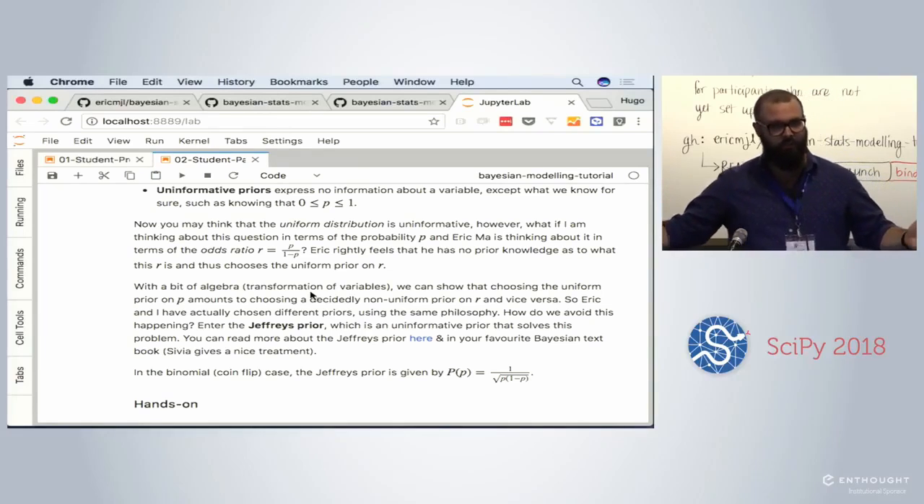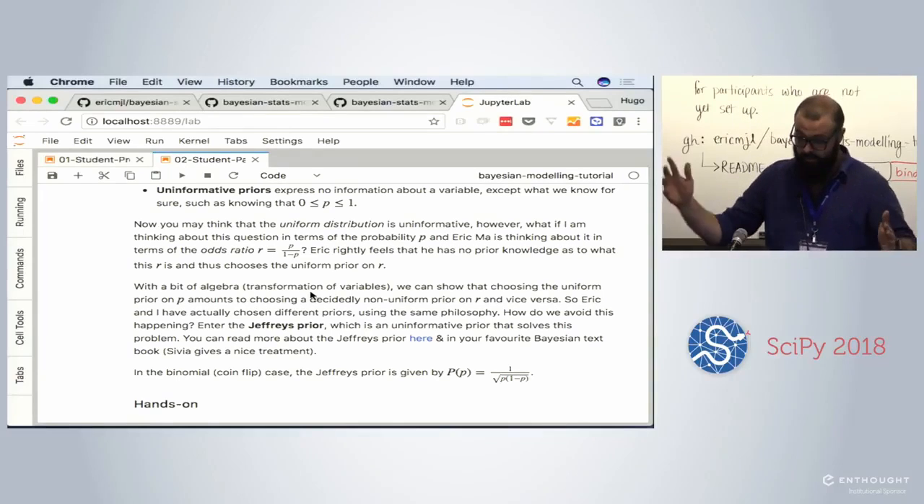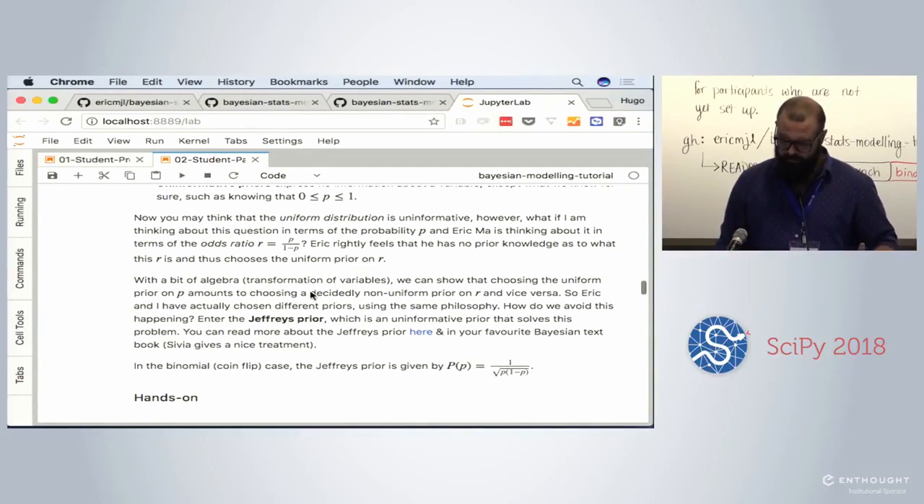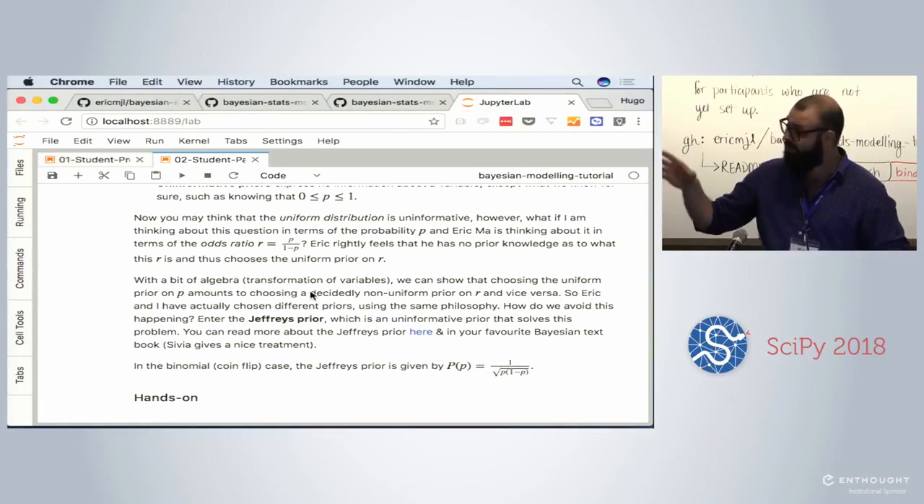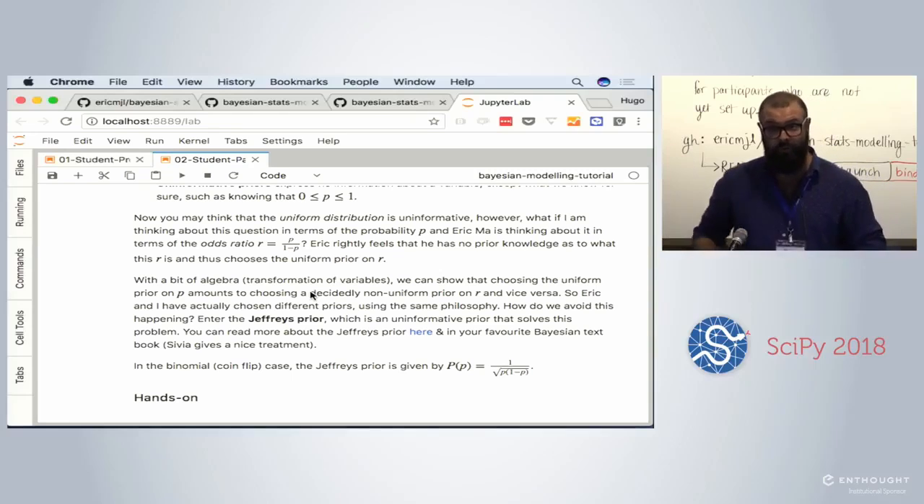But that really throws a spanner in the works for us, because if you look at the uniform distribution on P and convert it, do a transformation of variables and convert it to a distribution on the odds ratio, it is definitively not uniform on the parameter he's chosen to think about this question by. So in fact, it isn't an uninformative prior.